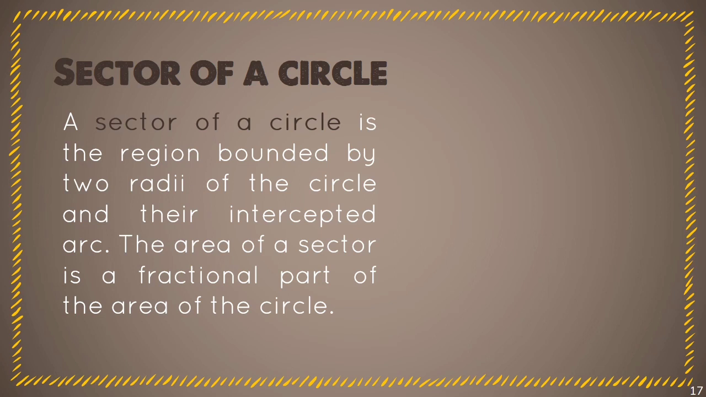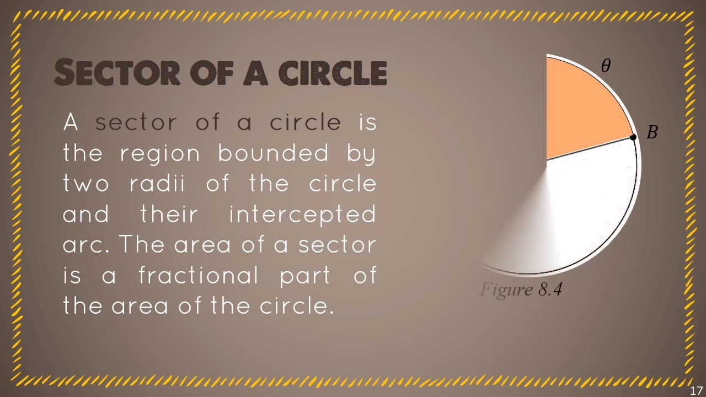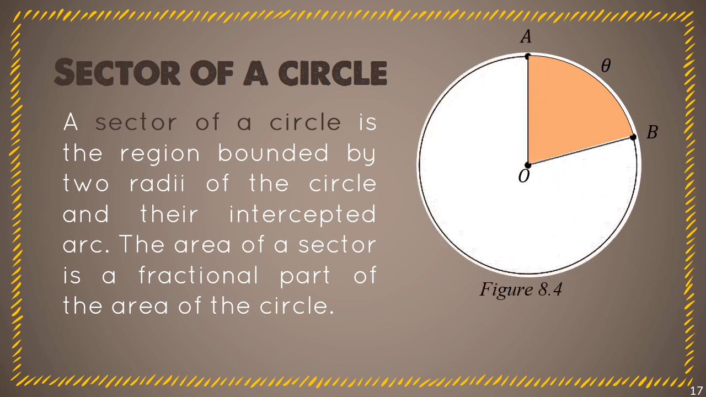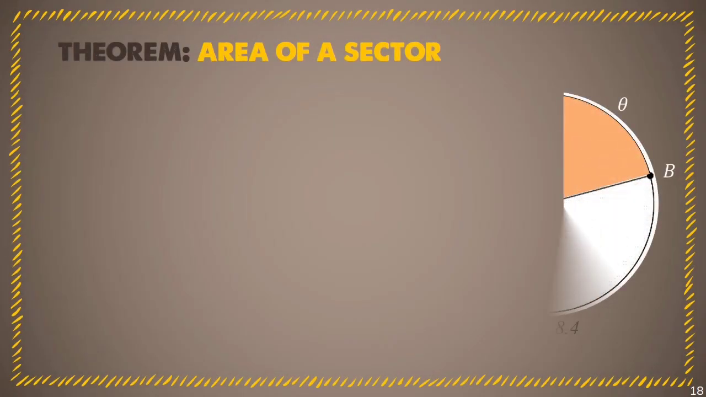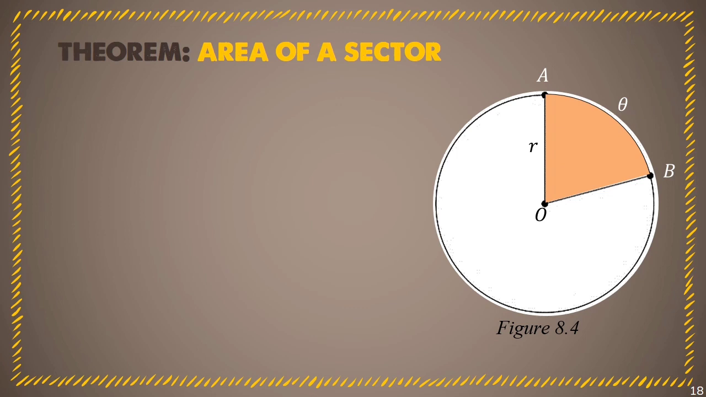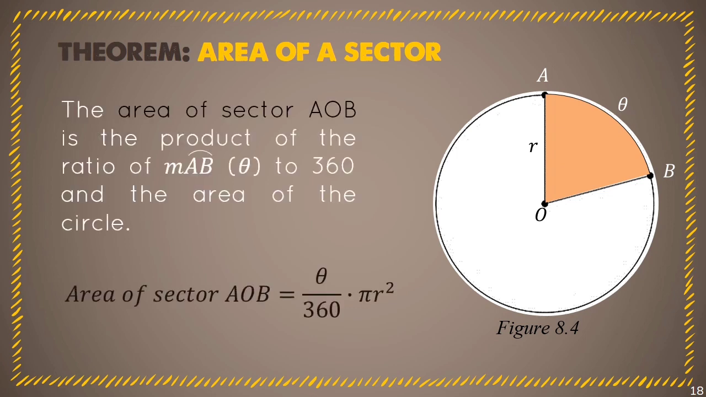In reference to figure 8.4, the region bounded by the radii segment AO and segment BO, and arc AB is a sector of circle O. Another theorem about the area of a sector states that the area of sector AOB is the product of the ratio of the measure of arc AB, theta, to 360 and the area of the circle.